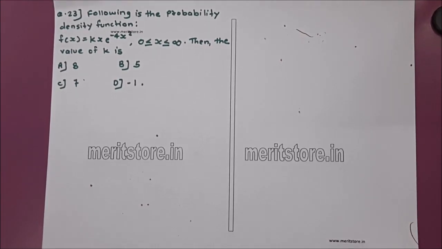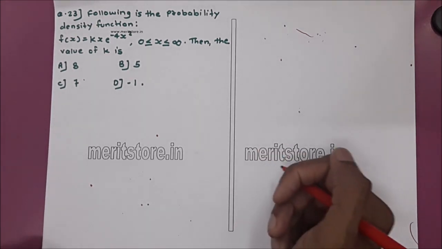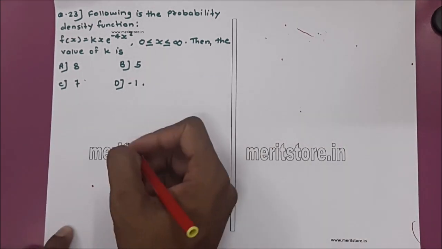Question 23. Following is the probability density function. Fx is equal to k into x into e raised to minus 4x square, where x is greater than or equal to 0 and less than or equal to infinity. Then the value of k is, we have four options: A 8, B 5, C 7 and D minus 1.